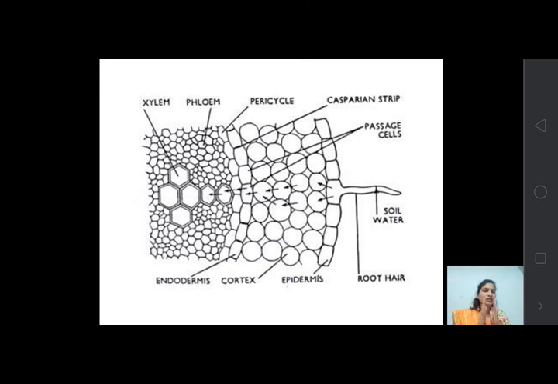Okay, so this is the end of today's lecture. In the next lecture we will study the primary structure of the dicotyledonous stem. Then we will compare the internal structure of root and stem, and after comparison you can understand the differentiation. So in the next lecture we will see the primary structure of the dicotyledonous stem of sunflower.